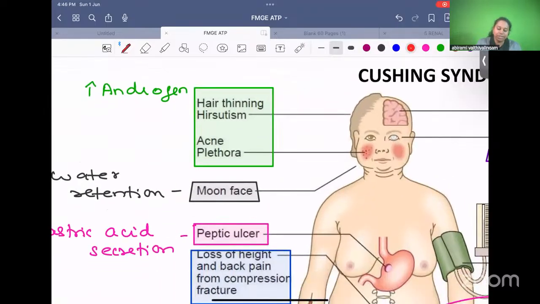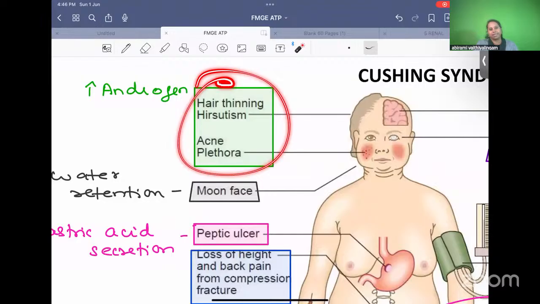Cushing syndrome patients have hair thinning, hirsutism, and acne. This is because whenever the adrenal gland is stimulated to release cortisol, another hormone from the adrenal cortex, androgen, will also be released. Excessive androgen in a female causes hirsutism, beard development in the female. So, excessive androgen exposure is responsible for this.